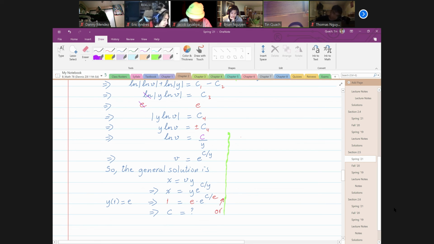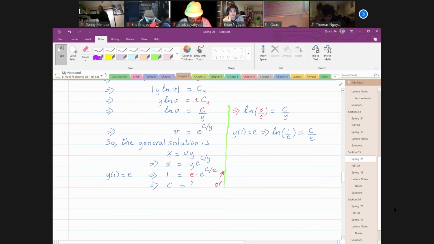Go back from up here. So right here, you see that is ln of v, which is x over y, equals c over y. You see how easy to find c here. So y of 1 equals e implies ln of 1 over e equals c over e.